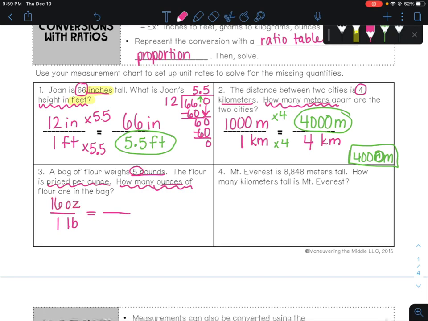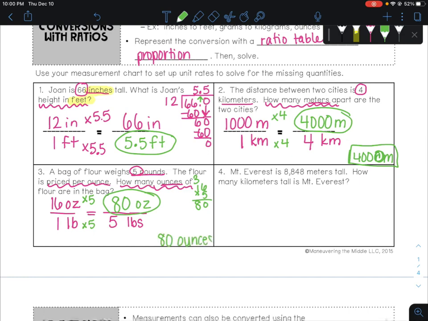Okay? Remember, we're always putting that 1 on the bottom, just a standard way to write it. All right, 5 pounds. So I'm going to go ahead and put the 5 pounds on the bottom so that it matches up. To get from the 1 to the 5, that's times 5. Do the same thing on the top to keep it balanced. 16 times 5. If you don't know it, you can just jot it down on the side. I got 80. So the answer is 80 ounces.